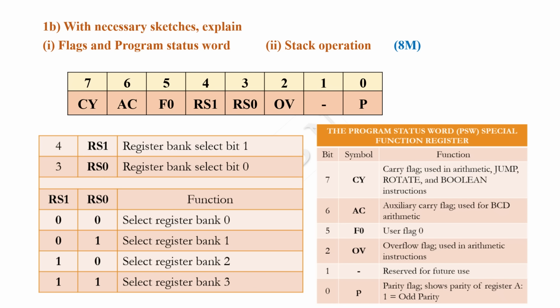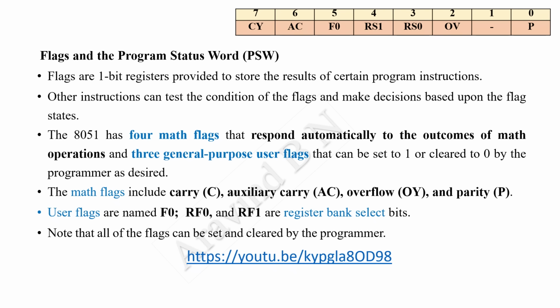Further, you have to provide a few words of explanation. So here is the explanation. What is a flag? Each bit is going to indicate a flag. Which are the different types of flags? Math flags and general purpose flags. How they are being used, everything you can represent over here. More details about the program status word are discussed in my YouTube lecture, the link to which is given over here.